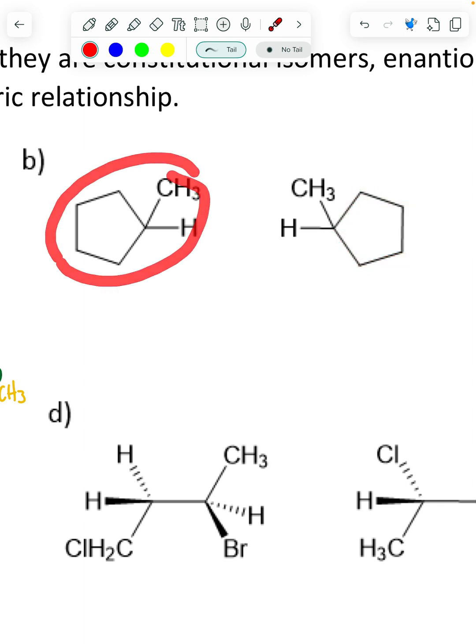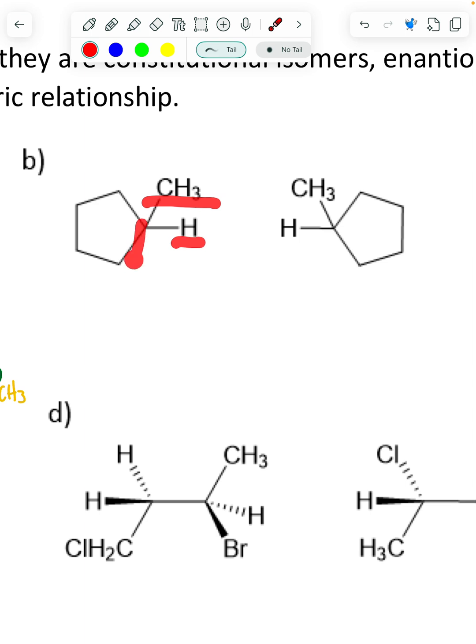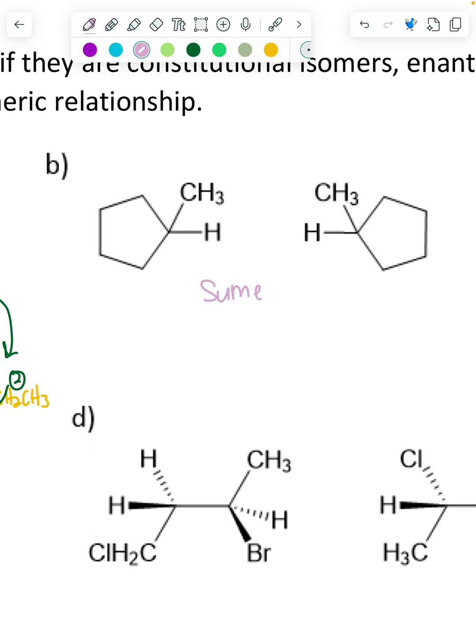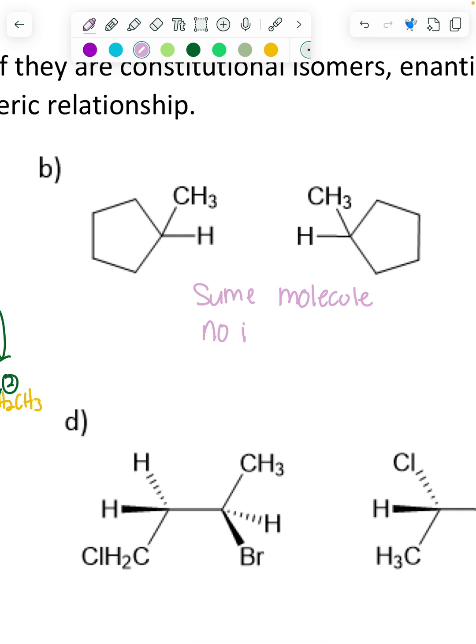Same with this molecule right here. It's bonded to a methyl, a hydrogen, and then these are the exact same groups. So this carbon right here is not a chiral carbon. So it's not an enantiomer, not a diastereomer, and it's not a meso compound. Now we need to look at the formula. They have the exact same chemical makeup, exact same formula, exact same connectivity. Therefore, this is the same molecule because it has the exact same connectivity. So it's a no isomeric relationship.